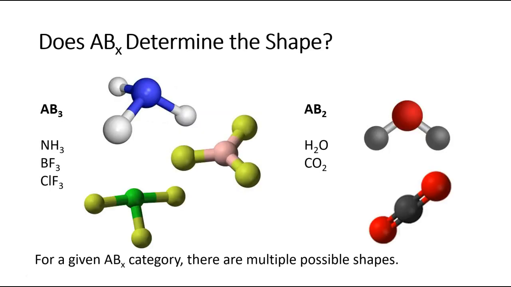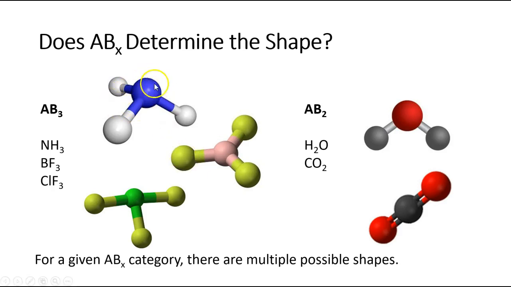And so then the question arises, well, does the ABX designation of a particular substance determine its shape? And the answer, if you look at these models I've got shown here, you should quickly realize is no, because you can see that I've got 3 different AB3s here. I've got ammonia, I've got boron trifluoride, and I've got chlorine trifluoride. And you can see that each of them has a different shape.